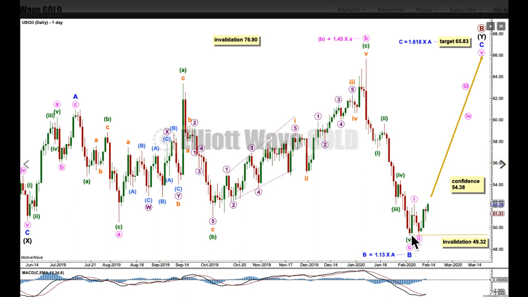Now we're looking at all of intermediate wave Y as a flat correction, subdividing 3, 3, 5. Minor wave B also a flat correction, subdividing 3, 3, 5, and within it, minute wave B, also a flat correction, subdividing 3, 3, 5. That's pretty common actually to see flats nested within flats in B wave positions. So this follows a pretty common Elliott wave pattern, not just for this market, for many markets.